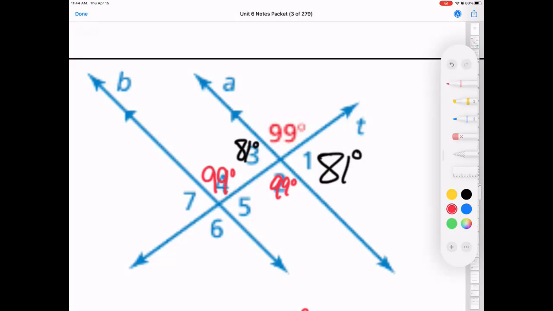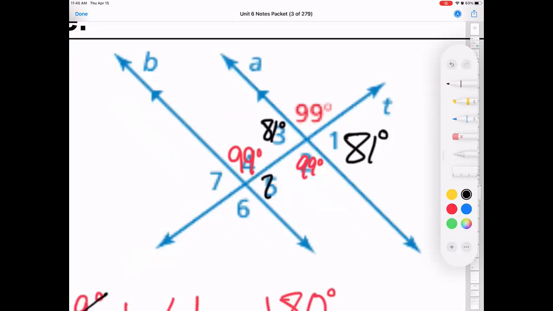Then when we go to number 5, asking ourselves, which one would that be corresponding with? Absolutely, this one is 81 degrees because it's corresponding with angle 1. For angle 6, we see that it corresponds with angle 2, which we know is 99. So we have 99 degrees. And then finally, angle 7 should correspond with angle 3, and that is 81 degrees. So we used a lot of corresponding angles to find the other ones.